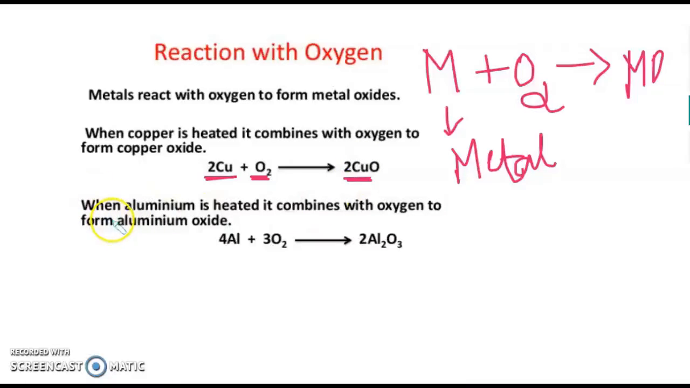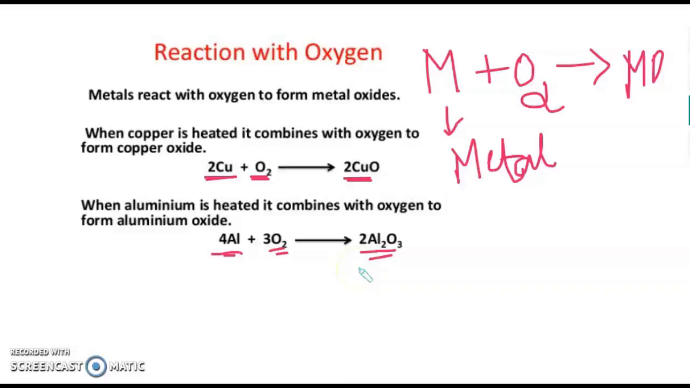The second is when aluminium is heated or combined with oxygen to form aluminium oxide. So here the metal aluminium is combined with the oxygen to form a metal oxide, that is aluminium oxide.